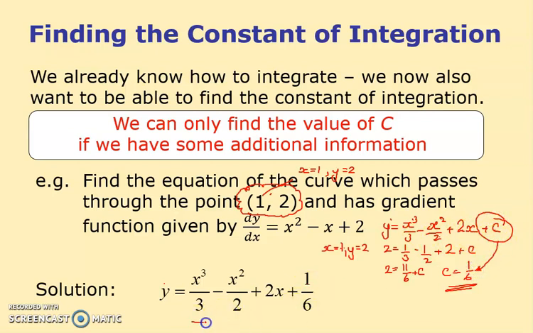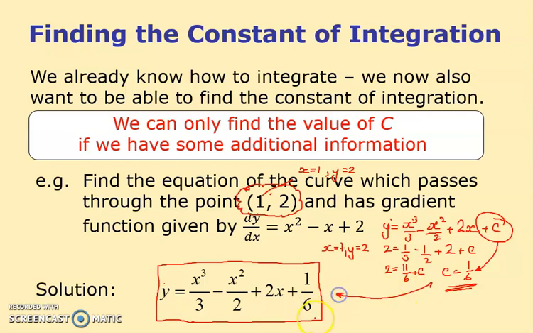And notice then my final line should always be rewriting the equation without the c. And now I've written plus a sixth now, rather than plus c. See, it's just subbed in. And that's the answer I want.